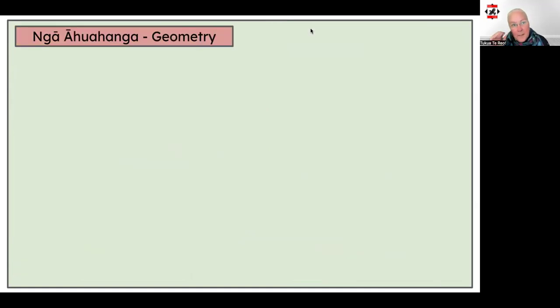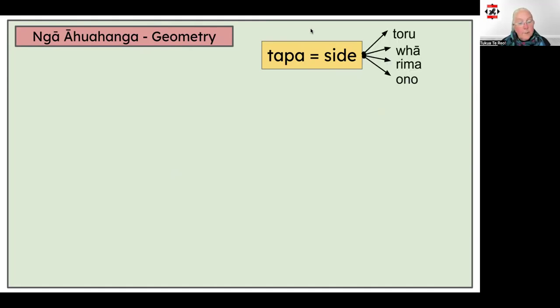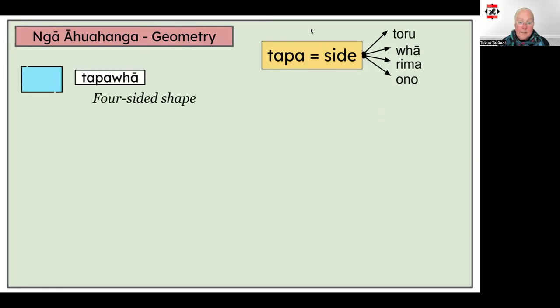The next kaupapa pāngarau is geometry, starting with some basic shapes. The way the words are put together is tapa, meaning side, and then the number of sides the shape has. So a 4-sided shape is a tapa whā. A square is a tapa whārite, the word rite meaning the same.